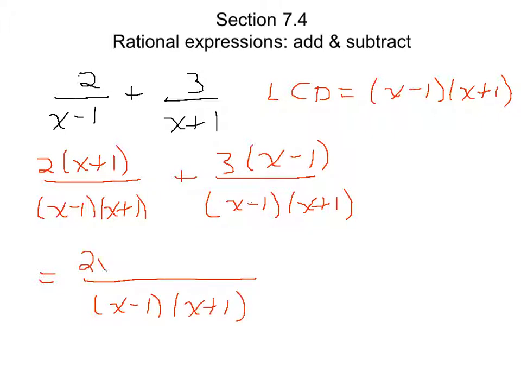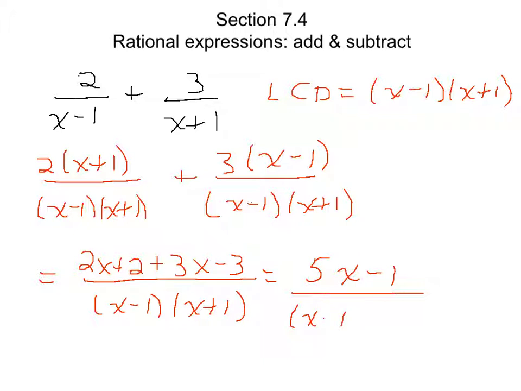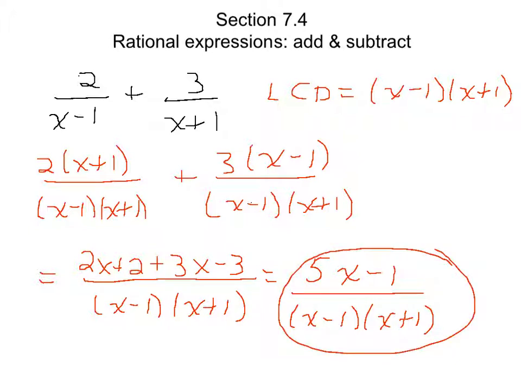And if I multiply out, I get 2x plus 2 plus 3x minus 3. And if I simplify that, I get 5x minus 1 over x minus 1 times x plus 1. And there's my answer. And that's a basic idea of how you add. And obviously subtracting is just exactly the same. So it's all about finding the LCD. If you can find the LCD, that's the whole heart of solving an addition and subtraction problem of rational expressions.